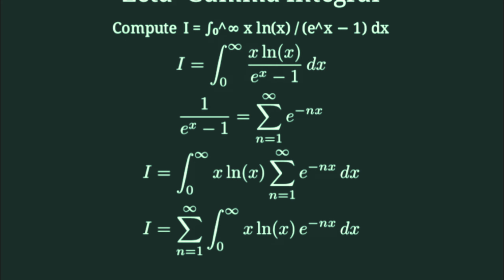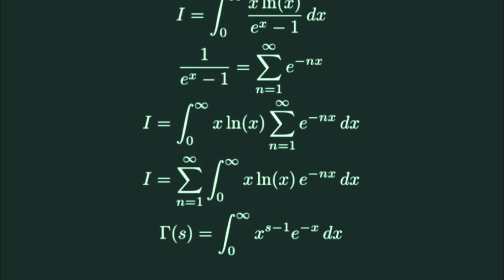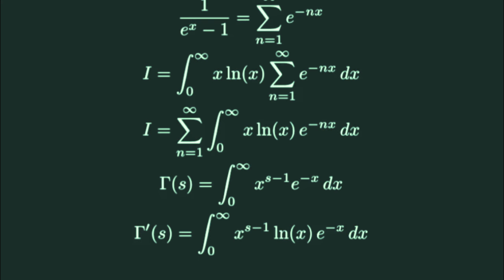Now we need to evaluate the integral of x times natural log of x times e to the negative nx. This is where the gamma function appears. First, recall the basic gamma integral. If we differentiate with respect to s, we bring down a natural log of x. Our integral has e to the negative nx instead of e to the negative x, so we use a scaling substitution. Let u equals nx.